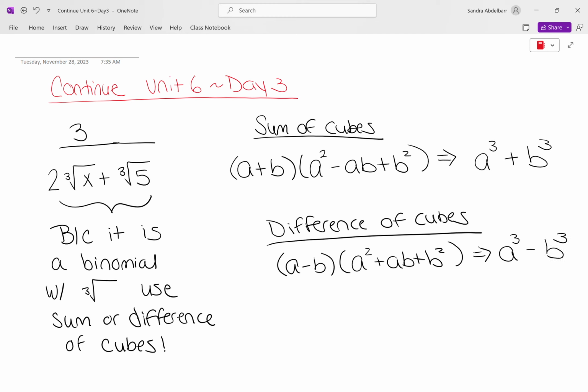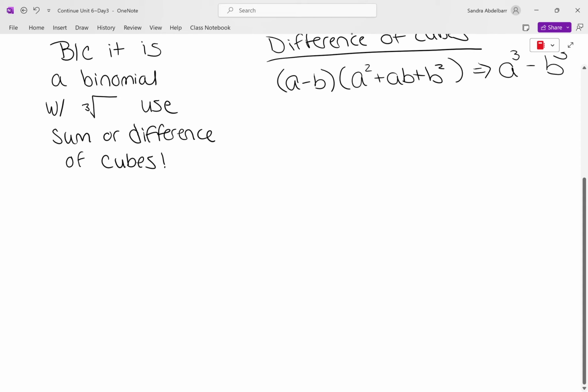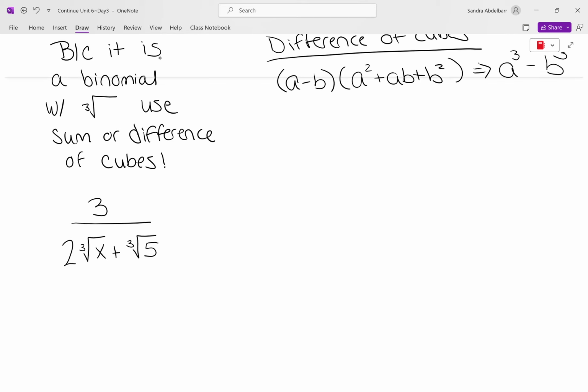And ultimately, we want the a cubed plus b cubed or the a cubed minus b cubed because that's what will get rid of the radical, right? If I have the cubed root raised to the third power, the radicals cancel out with the exponent. So here, let's rewrite it again, we have 3 over 2 times the cubed root of x plus the cubed root of 5. I'm going to consider this a plus b. So the 2 cubed root of x is my a, the cubed root of 5 is the b.